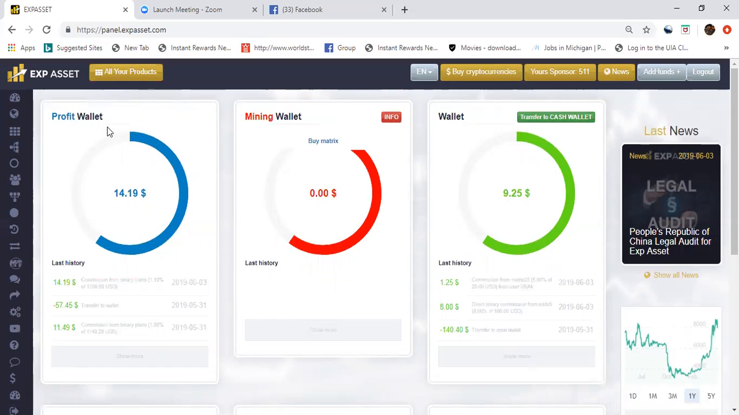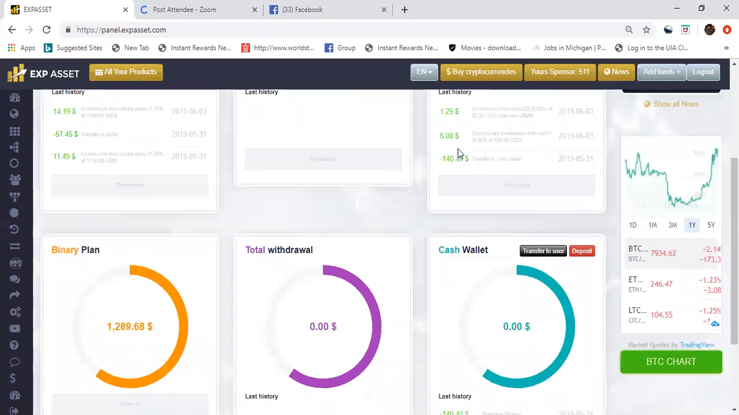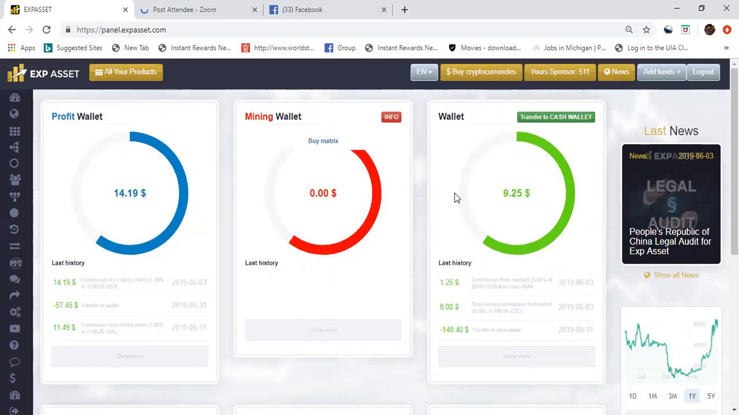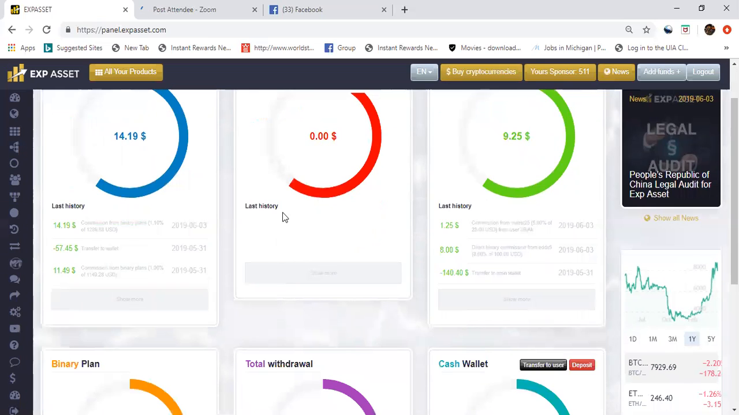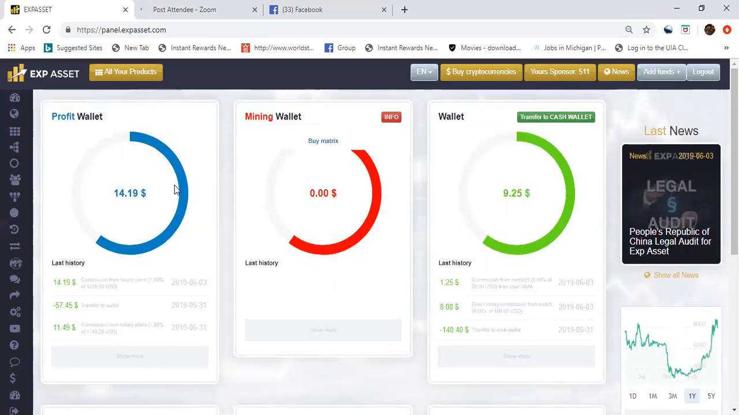But this is your profit wallet. This money on Friday will go to the transfer wallet. And then in order to buy things, of course, you put it in your cash wallet. It's that simple. Once you learn how to do that, it'll be pretty lights out. But your profit wallet is where you will start seeing your money come in. It's that simple.